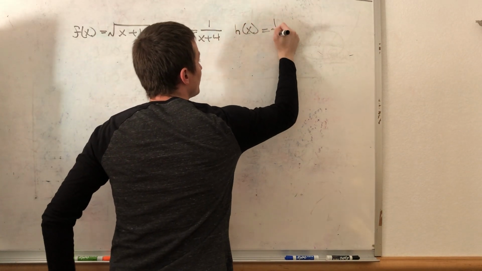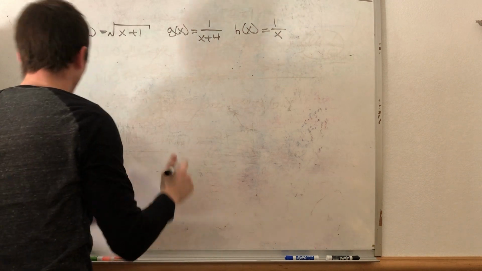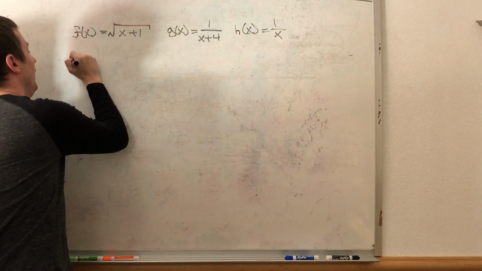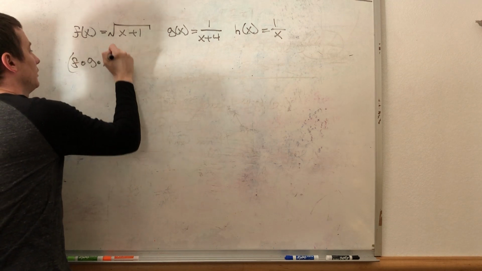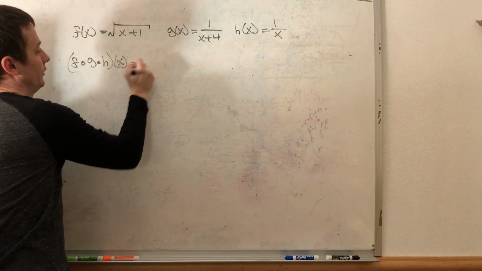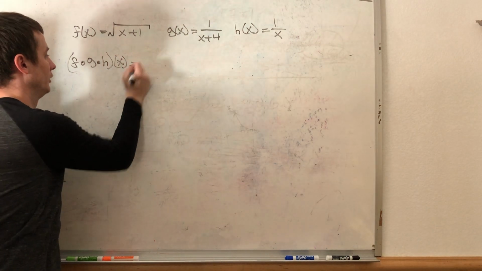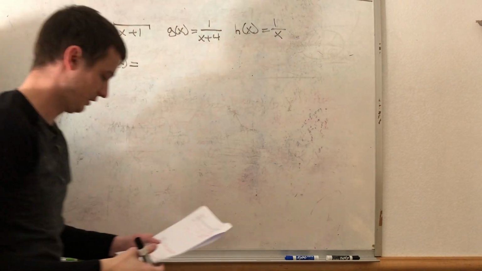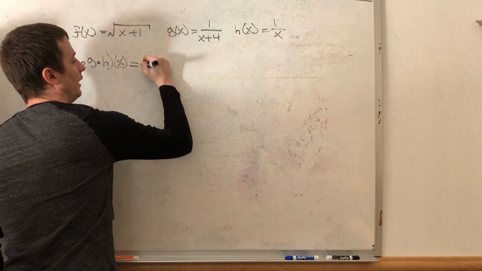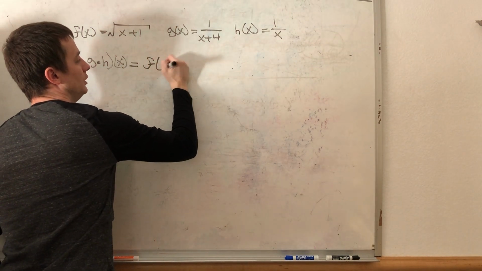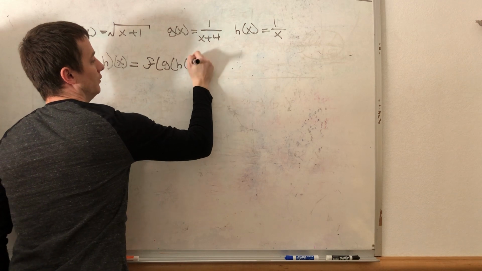Okay, so we're supposed to find what f composed with g composed with h of x looks like. What does this equal? And then, in the reverse order, h composed with g composed with f. So we'll do this for order first. So this is the same thing as f of g of h of x.